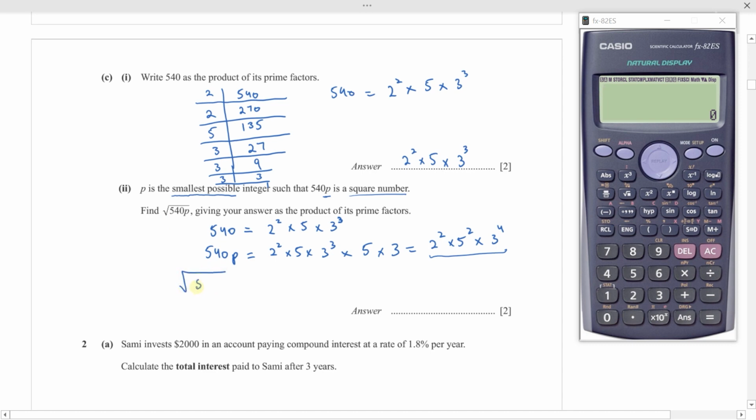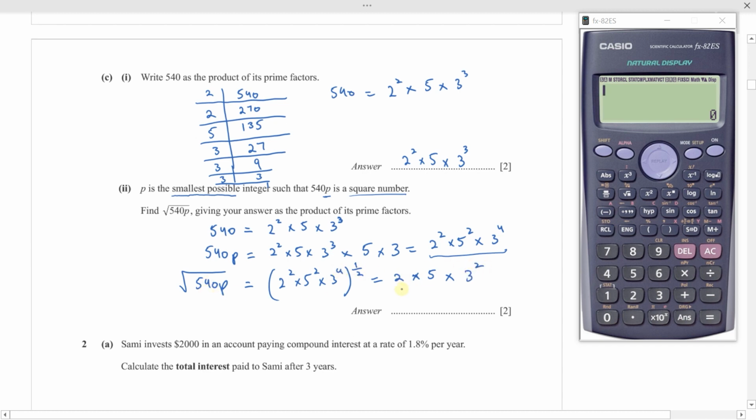So the square root of 540P will be the square root of this: 2 squared into 5 squared into 3 power 4, and square root is power 1 by 2. Once I open the bracket, I can bring the power inside, so the powers will be multiplied. 2 multiplied by 1 by 2 will be just 2 power 1, multiplied by 5 squared. So 2 multiplied by 1 by 2 will give you 5 power 1 as well. And then this is 3 power 4, so 4 into 1 by 2 will give you 3 squared.